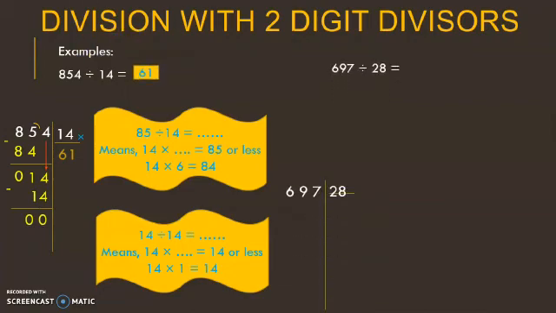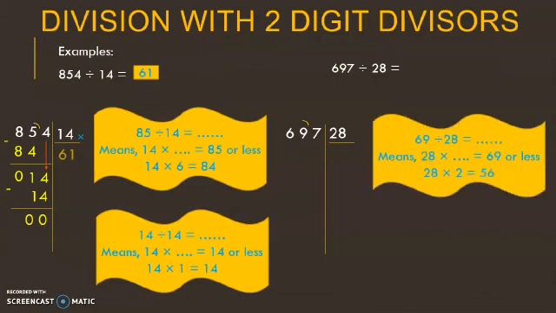Second example, 697 divided by 28. I take the 69 because 6 is less than 28. I cannot take it. I start with the divide. 69 divided by 28 means 28 times what gives me 69. In the same way, I tried on a draft. 28 times 1, times 2. I found that 28 times 2 is the closest one to 69, which is 56.